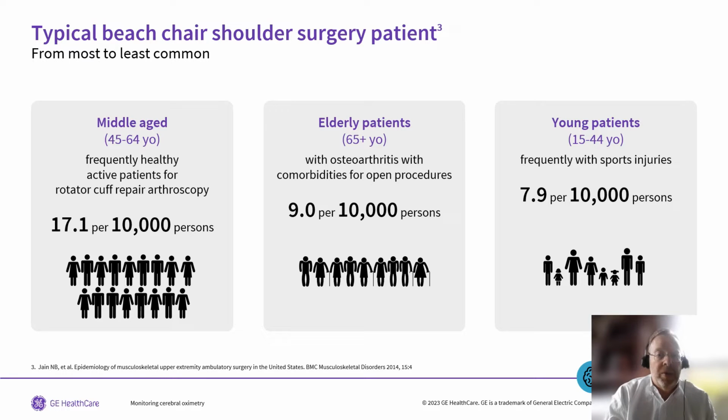For shoulder surgery, the most common patients, as you can see, are middle-aged, where they represent 17.1 per 10,000 people in the United States who are having this surgery. They're frequently healthy, active patients, and the most common diagnosis here is rotator cuff repair arthroscopy. Second most common is elderly patients, who we talked about. These patients have a unique set of risks due to their comorbidities that are common in elderly patients over 65. And last are young patients, who are the least common, who undergo shoulder surgery in the beach chair position, and these are frequently patients who have sports-related injuries.